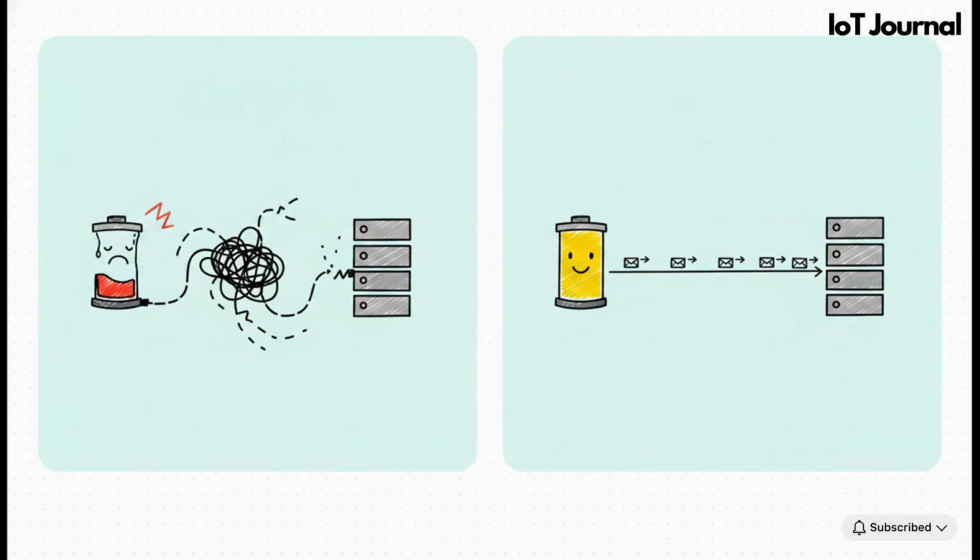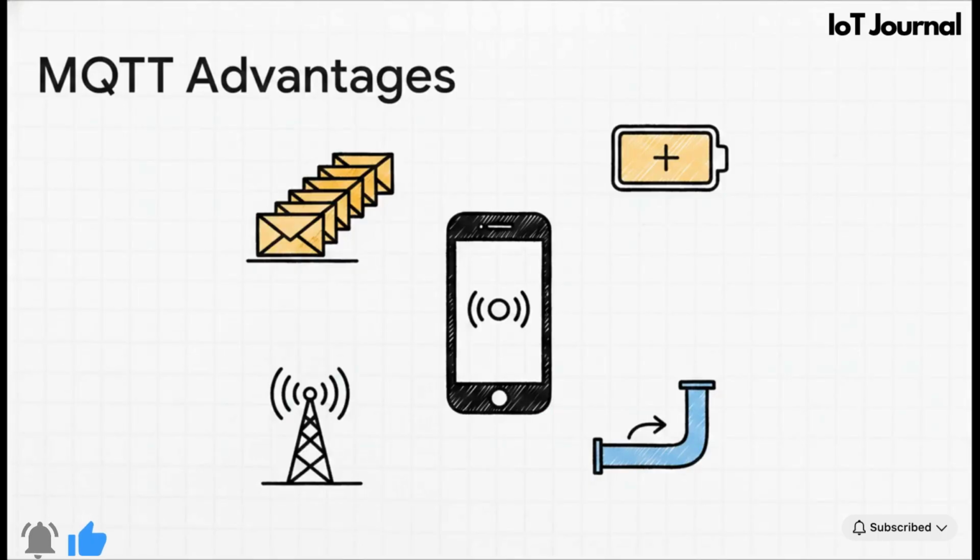MQTT, however, uses a persistent connection, pushing data proactively instead of sitting around waiting to be asked. Because it uses tiny data packets with minimum 2-byte headers, MQTT requires up to 80% less network bandwidth. It features built-in session persistence, drastically cuts battery drain, excels on really unreliable 2G cellular links, and even automatically queues offline messages. This is exactly why it absolutely crushes HTTP for constrained devices.